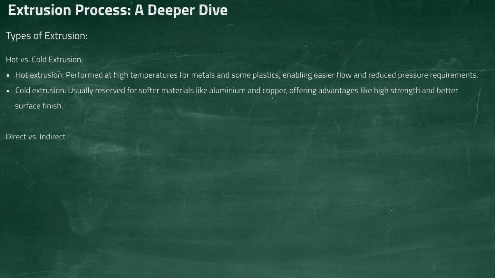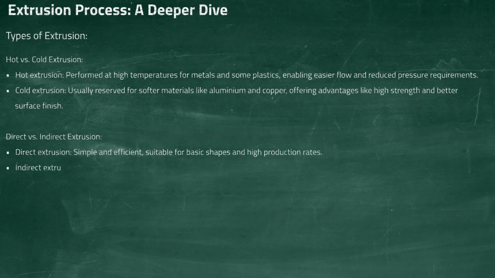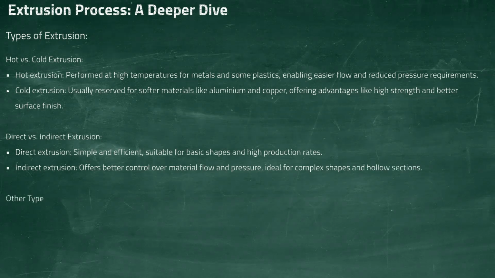Direct versus indirect extrusion. Direct extrusion is simple and efficient, suitable for basic shapes and high production rates. Indirect extrusion offers better control over material flow and pressure, ideal for complex shapes and hollow sections.